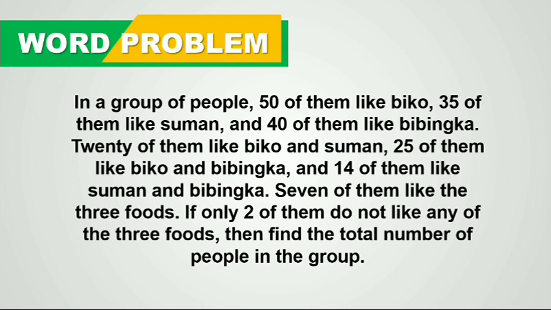If only 2 of them do not like any of the 3 foods, then find the total number of people in the group. So in this word problem, all you just need to find is the total number of people in the group who were surveyed in this word problem. So how are we gonna do that? Parehas lang din ang gagawin natin.